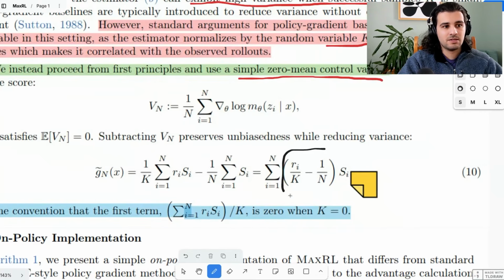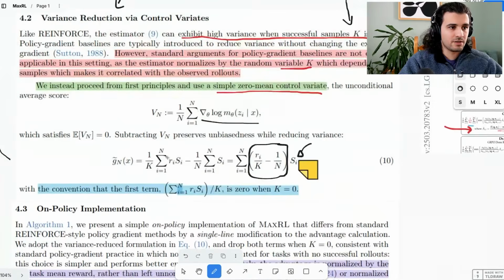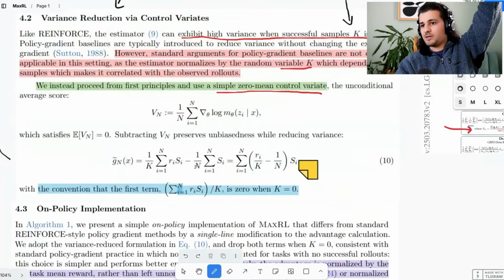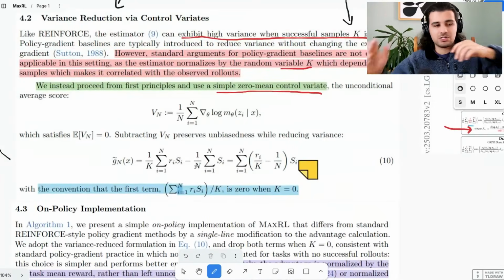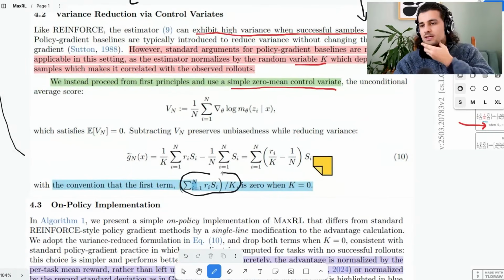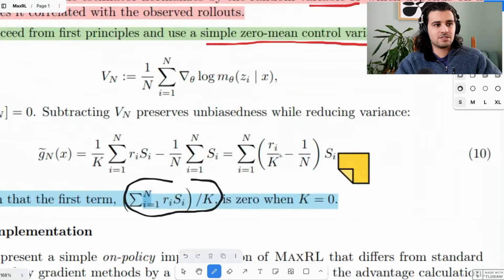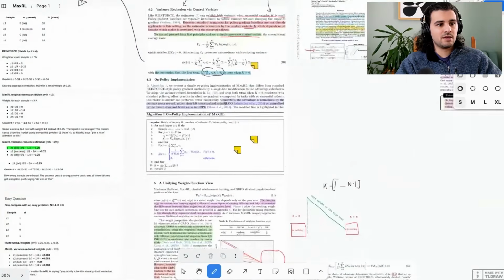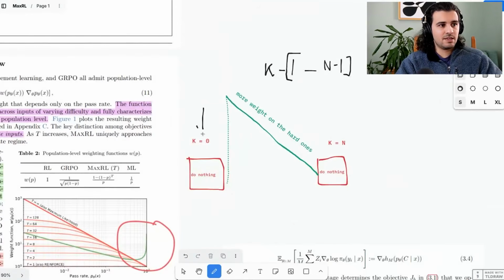So this is your gradient of log of this, and this is your reward divided by k, minus 1 divided by n, which is your control variate. It is still unbiased because you're subtracting a zero-expectation term. The first term, this divided by k, is 0 when k equals 0, because otherwise you would have a division by 0. So basically they're truncating here: if nothing worked, we shove everything to 0.